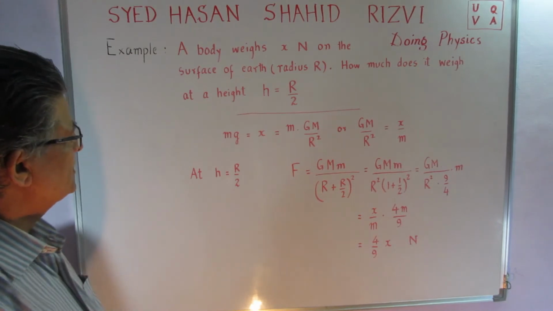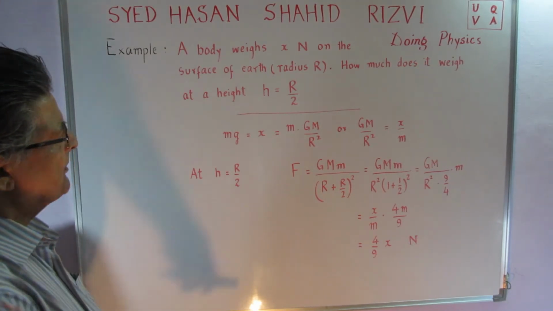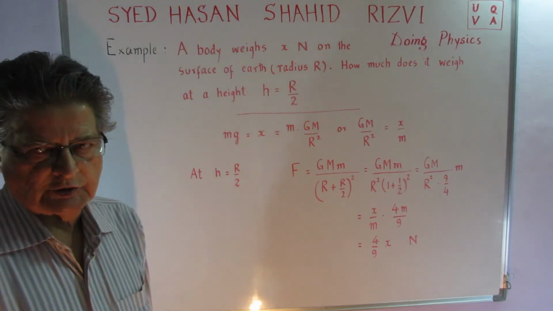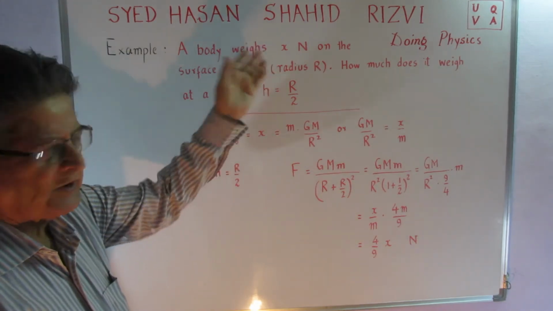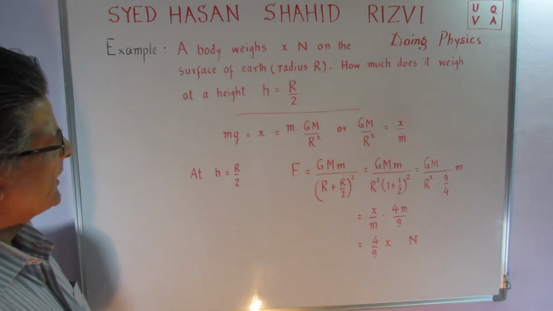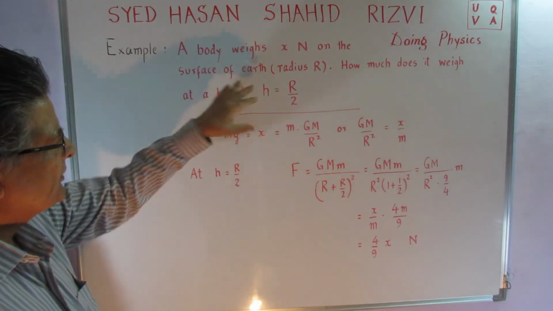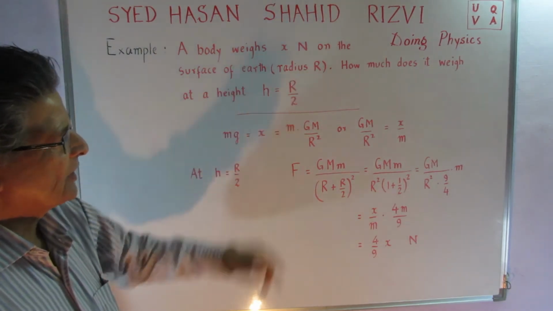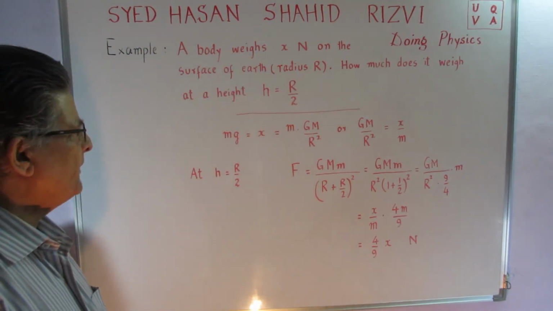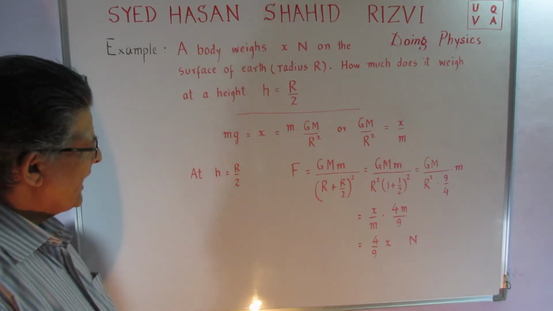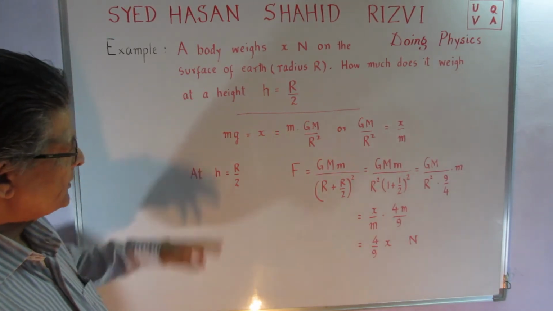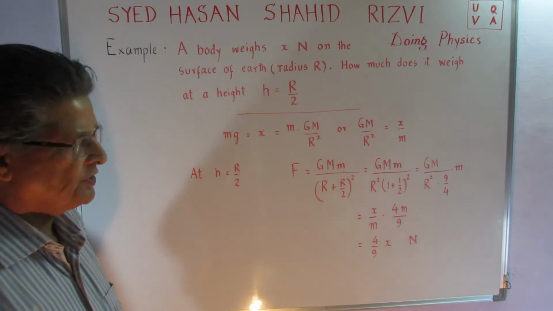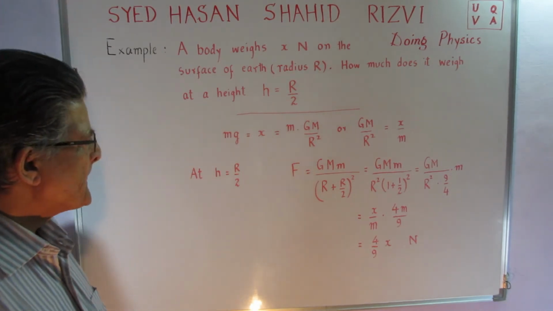Now we take up another example. A body weighs X newtons. It could be 20, 50, any value that can be given numerically to you, on the surface of the earth with a radius r. How much does it weigh at a height over the surface of the earth? Height h is equal to r by 2.